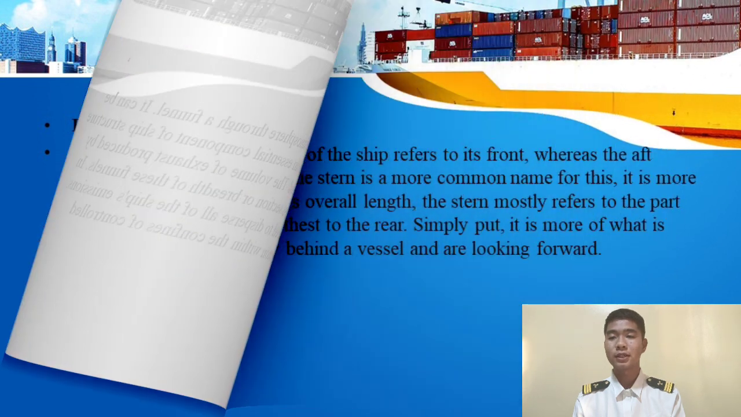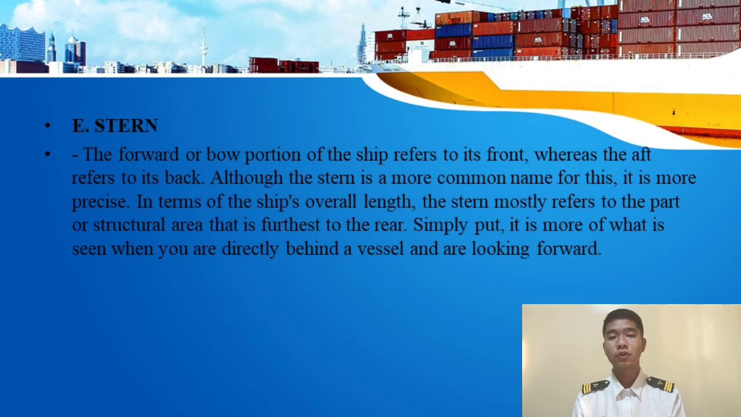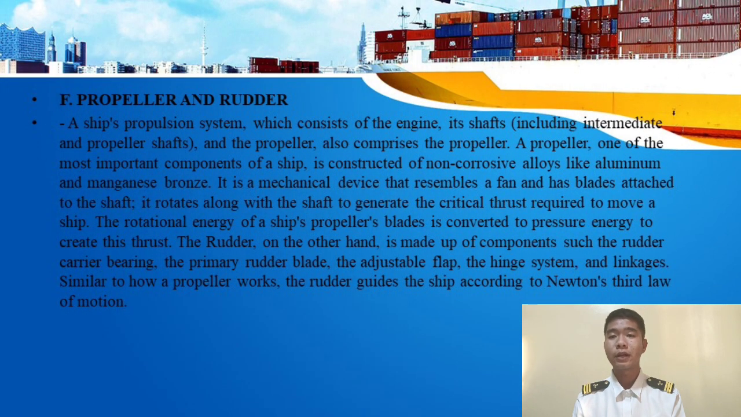The next one, stern. The forward or bow portion of the ship refers to its front, whereas the aft refers to its back. Although the stern is a more common name for this, aft is more precise. In terms of the ship's overall length, the stern mostly refers to the part of the structural area that is furthest to the rear. Simply put, it is more of what is seen when you are directly behind a vessel and are looking forward. The next one, the propeller and rudder.